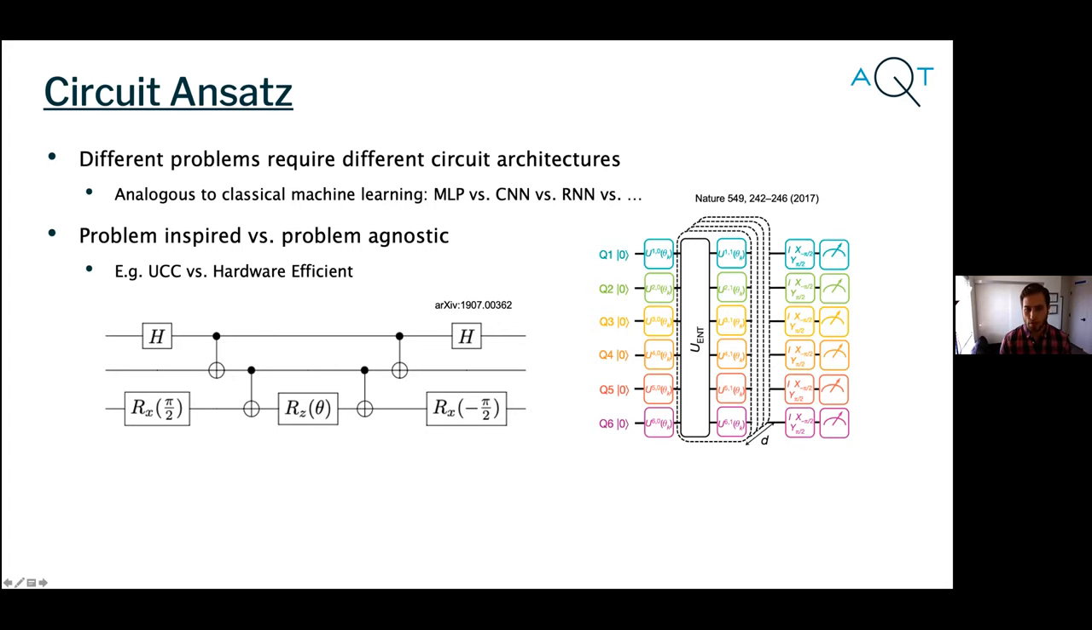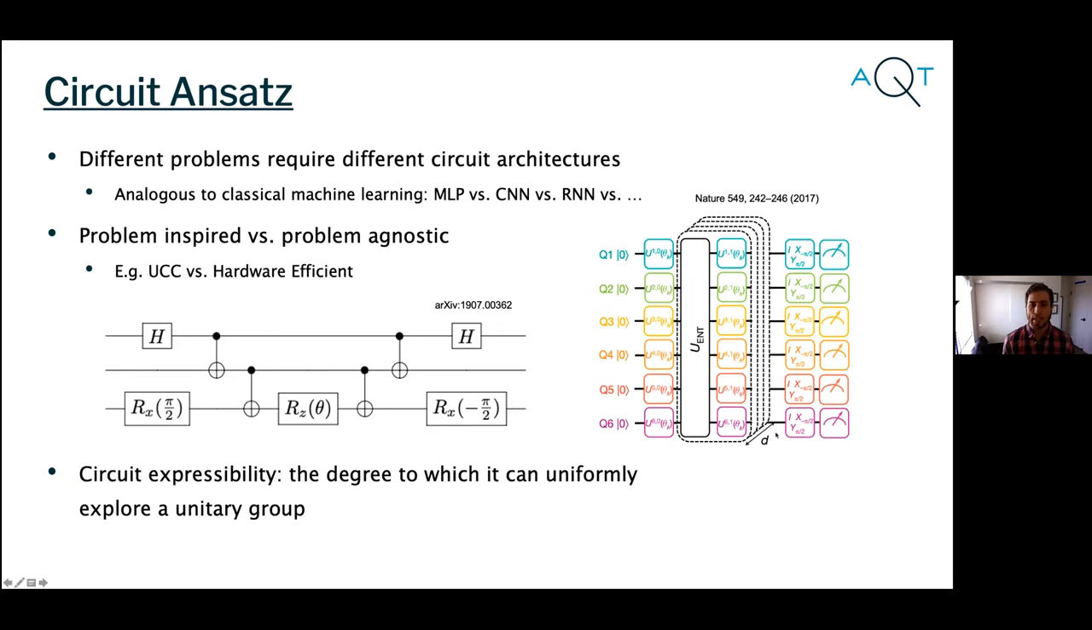And the idea is that you have a number of qubits, and you initialize these qubits using a completely parameterized single qubit gate. I then interleave this with a layer of fully entangling gates, interleave that with a layer of single qubit parameterized gates. And I repeat this process many times for as long a depth as I need. And so this introduces the idea of circuit expressibility, which states the degree to which a parameterized quantum circuit can uniformly explore a unitary group.